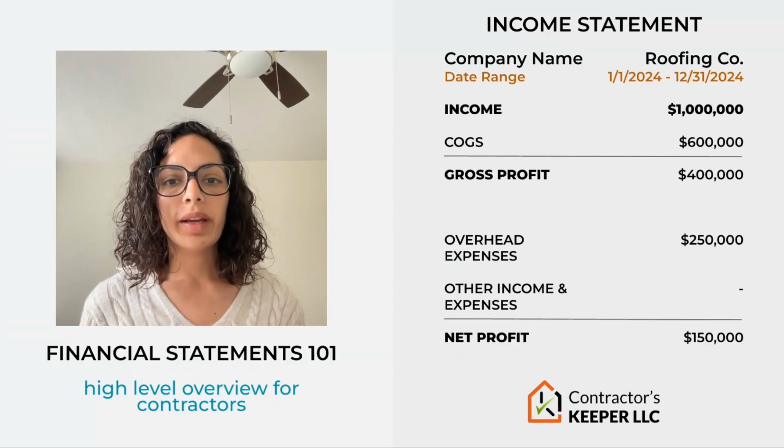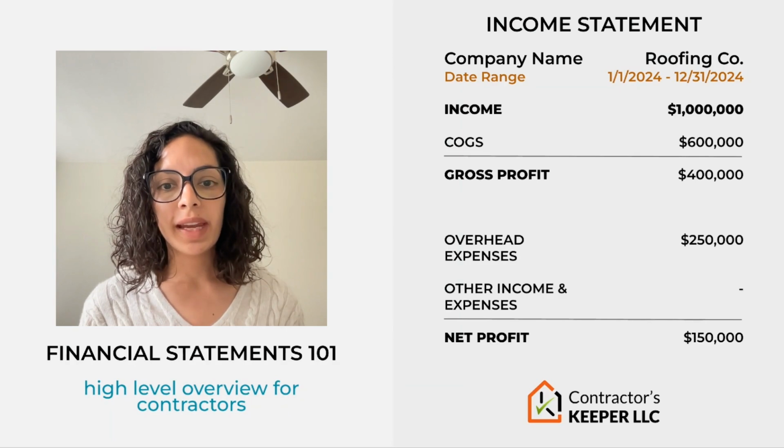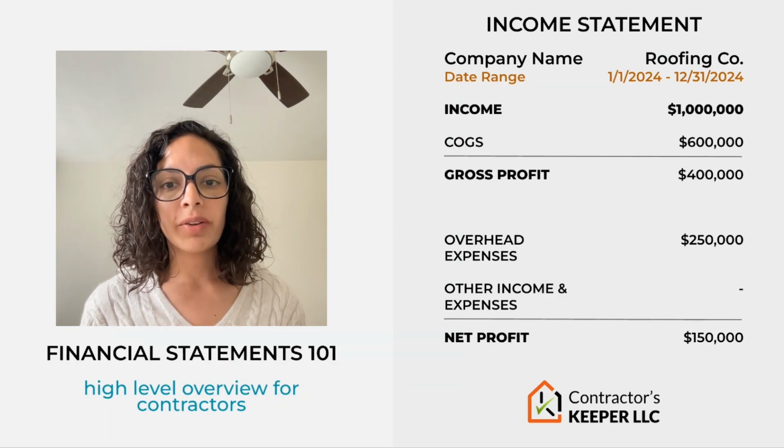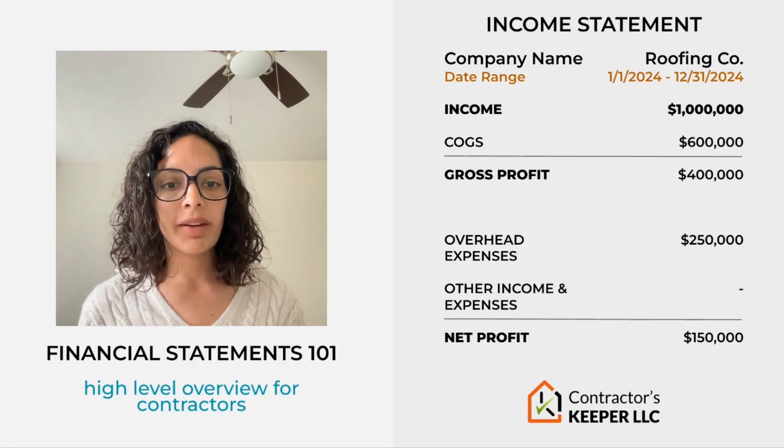Now, your gross profit minus your overhead expenses plus other income minus other expenses equals your net profit. So in this case, our gross profit was $400,000. We had overhead expenses of $250,000. To keep this example simple, we did not have other income and expenses. So the net profit was $150,000.